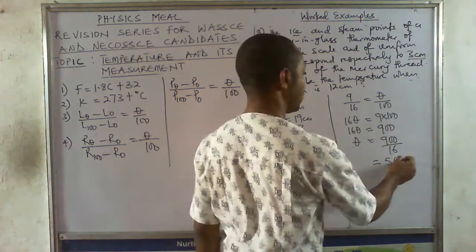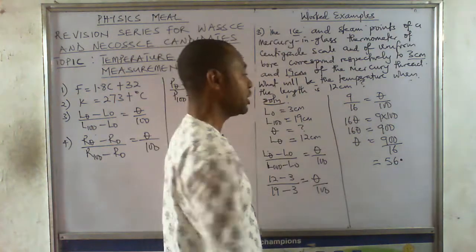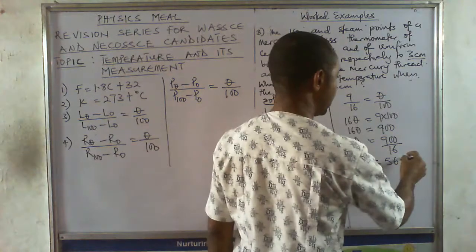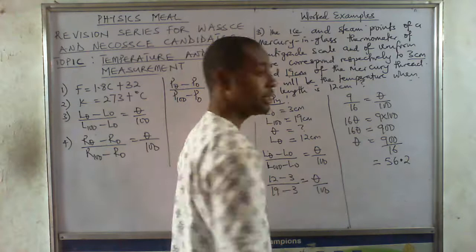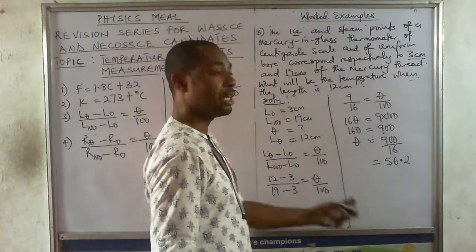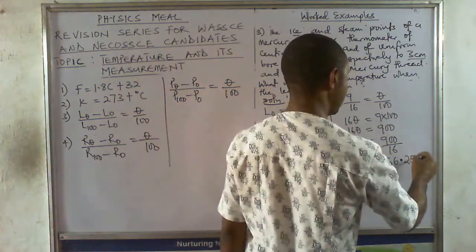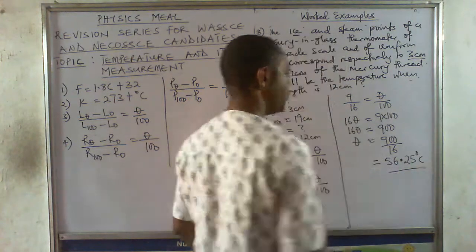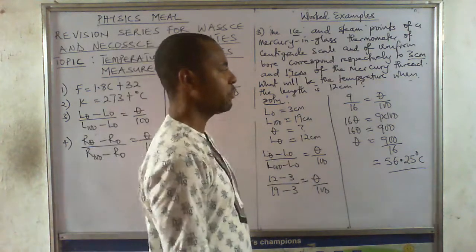Cannot divide 40, so we put a point there. When you divide 40, it's going to be 2 remaining 8, right? 2 remaining 8. And when you now divide 80, we're going to have 5. So we have this 56.25. That's what we are going to have.